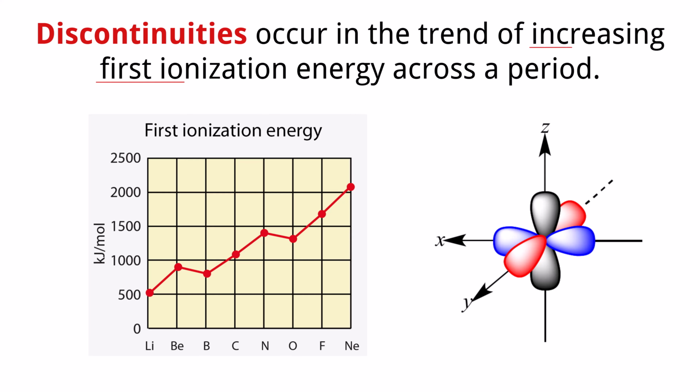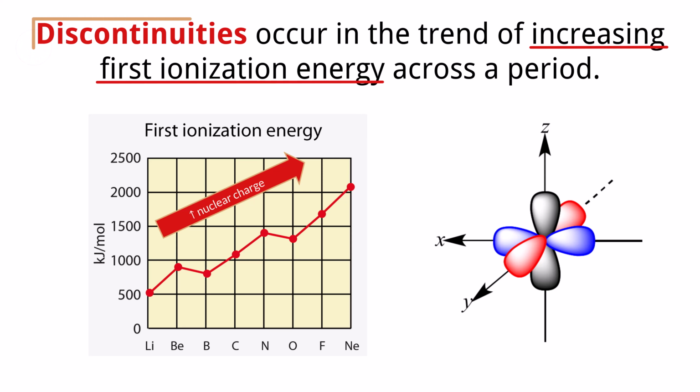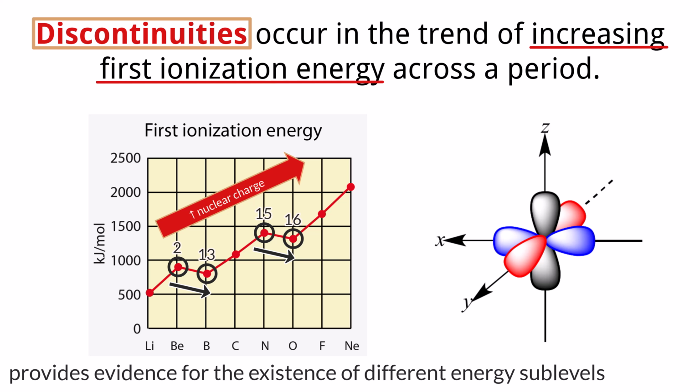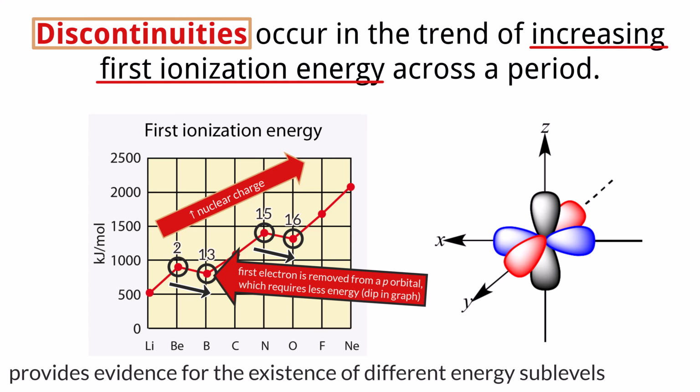The general trend of increasing first ionization energy across a period is driven by an increasing effective nuclear charge, which binds the valence electrons more tightly to the nucleus. However, specific discontinuities occur between groups 2 and 13 and 15 and 16 that provide direct evidence for the existence of energy sublevels. At group 13, the electron is removed from a p sublevel rather than an s sublevel. Because the p orbital is higher in energy and better shielded from the nucleus by the s electrons, less energy is required to remove it despite the increase in nuclear charge.